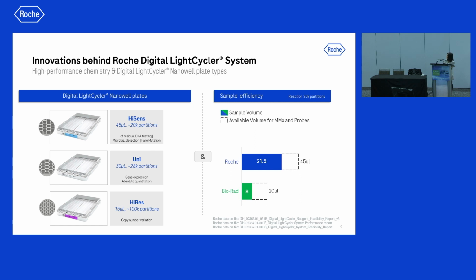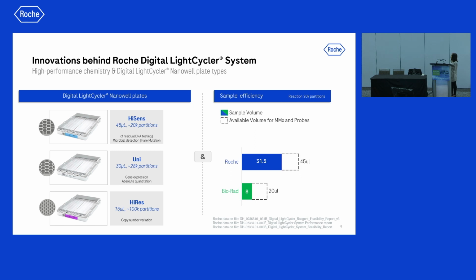Now, the Digital LightCycler system itself has an enhanced ability to detect these minimal copies of DNA and RNA molecules due to, for instance, as I mentioned, the high sensitivity consumable, but also coupled with the fact that we have a very highly concentrated master mix at 5x. So you can ensure that you have a lot more sample that's actually being measured. Here's just showing that sample efficiency in practice, compared to a very familiar on-market competitor.